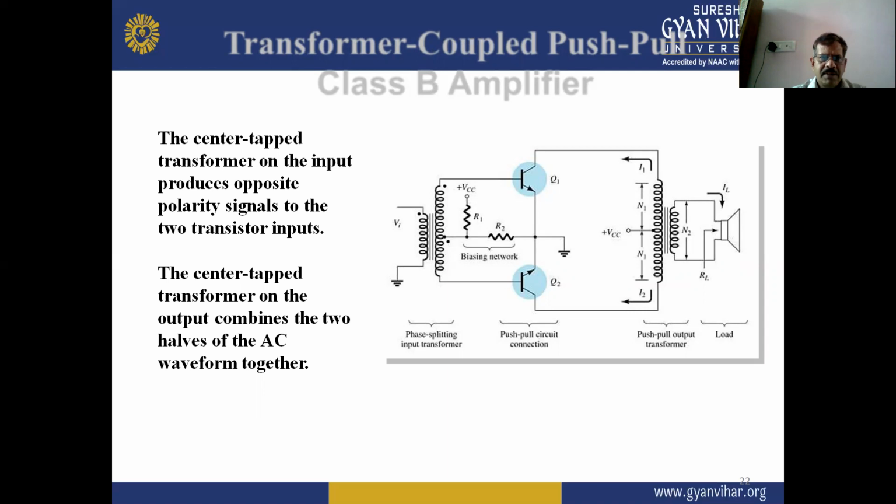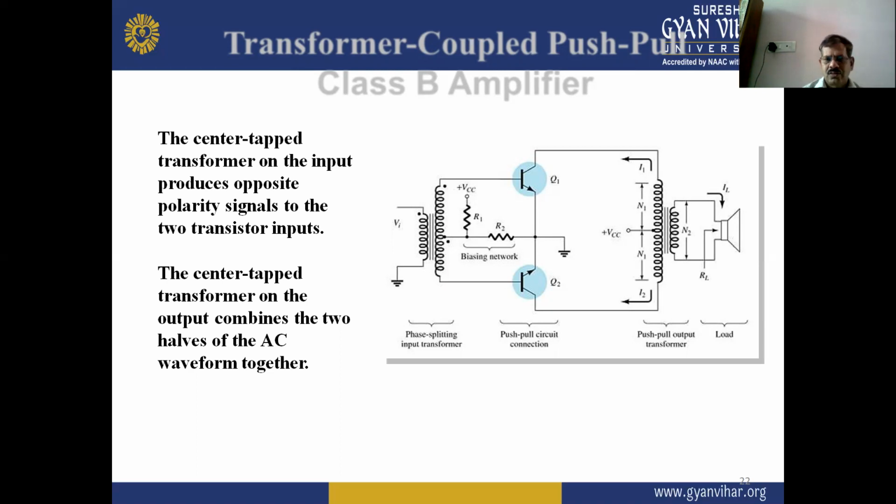The center tap transformer used on the input side produces opposite polarity signals for the two transistor inputs. The center tap transformer on the output combines the two halves of the AC waveform together.